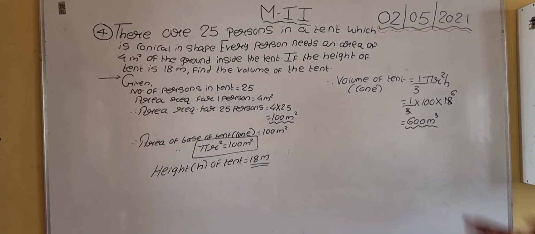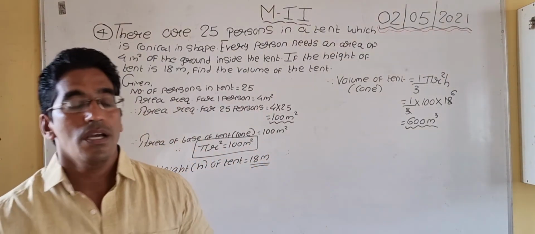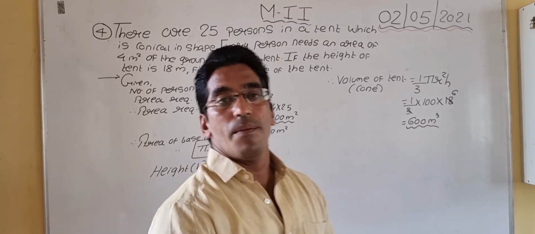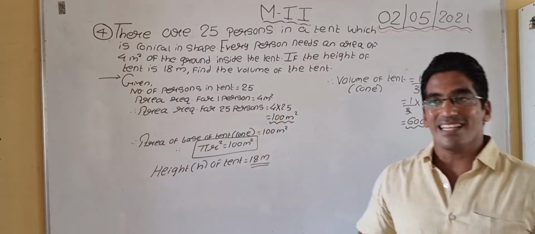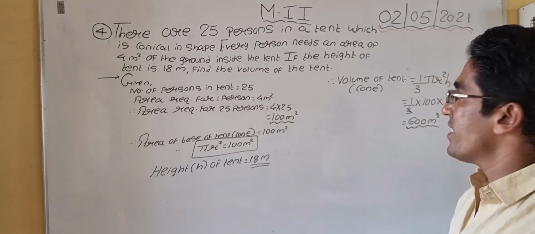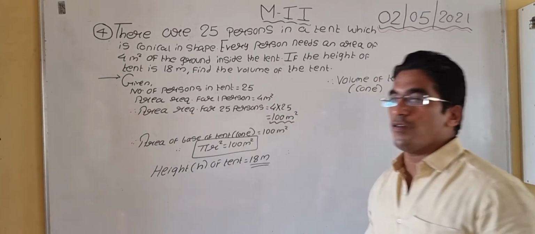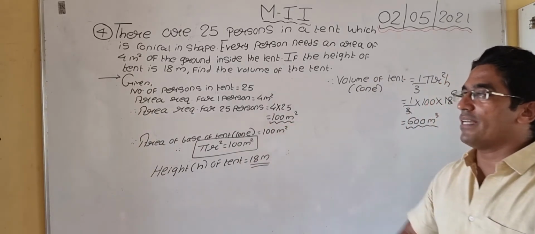Again we will see the sum. What is given to us? There is one tent. What is the shape? It is conical in shape. Inside there are 25 persons on the ground. Means the base is a circle. In the circle there are how many persons? 25. Each person is requiring an area of 4 meter square. So 25 persons will require an area of 100 meter square.